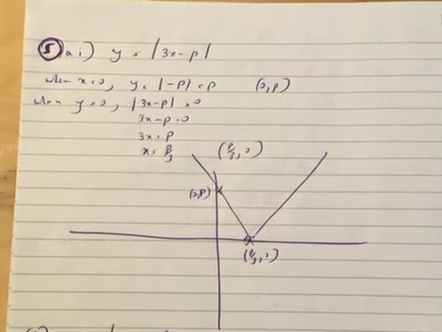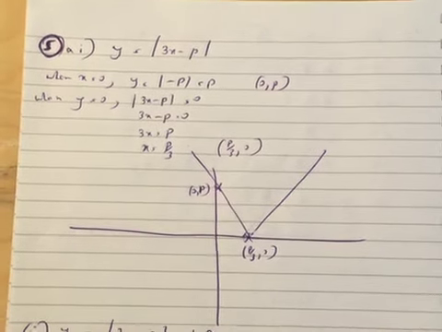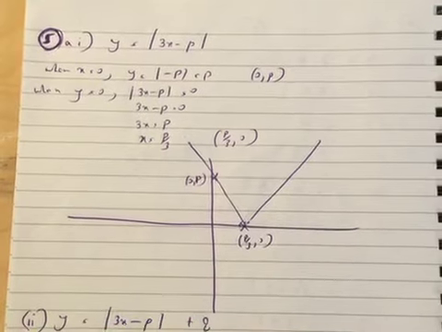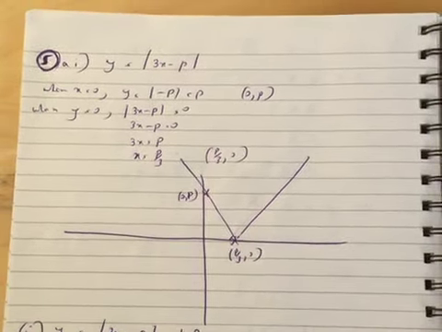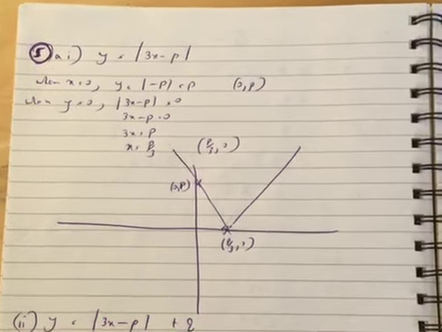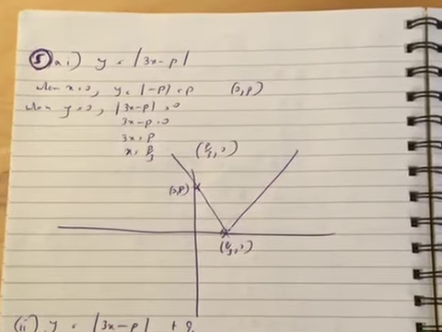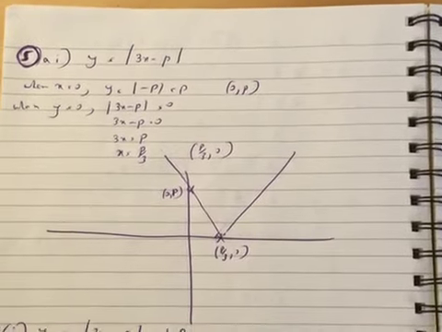But anyway, the first part, question A, part 1. So y equals the modulus of 3x minus p. We are told that p is a positive integer, so when x equals 0, y is equal to p. When y is equal to 0, x happens to be p over 3, so it's a V graph like this.